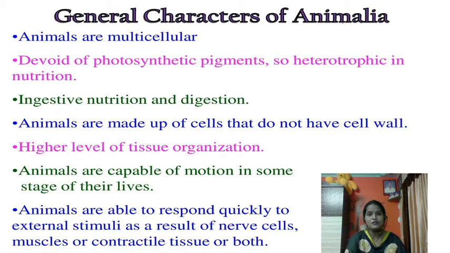Animals are made up of cells that do not have cell walls. They show a higher level of tissue organization. Animals are capable of motion in some stage of their lives. Animals are able to respond quickly to external stimuli as a result of nerve cells, muscles or contractile tissue or both of them.